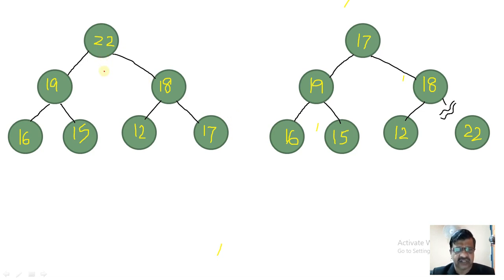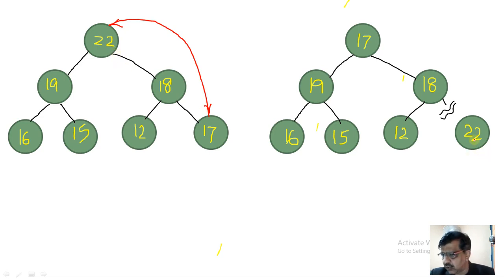Every iteration is followed by heapification, and 22 comes to the top. And you should notice over here, the biggest among all the elements will occupy the root position. Now, after this heapification process, the node containing the highest value, that is the root, the key will be exchanged with the rightmost leaf. That is, 22 will come over here and 17 will go over here.